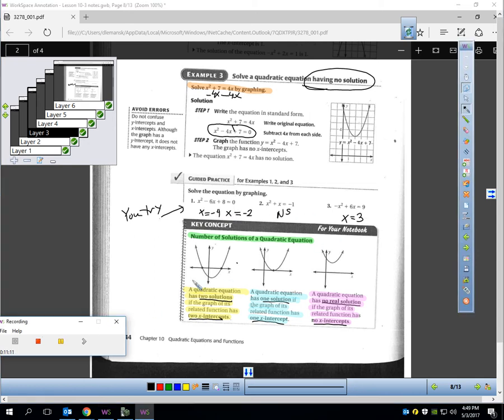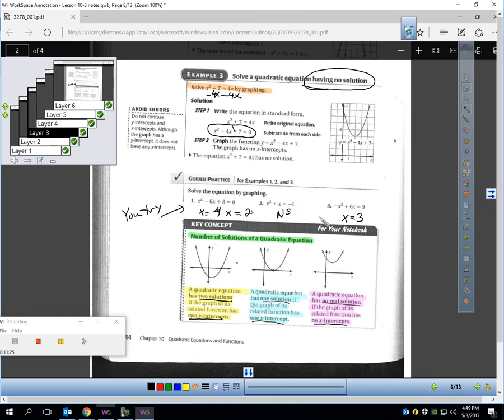Pause the video and try that. We're back. Here's what you should have found. For question 1, you should be getting, this is wrong, positive 4 and positive 2. Positive 4, positive 2 for your solutions. Number 2, you should have no solution. The parabola never touched the x-axis.